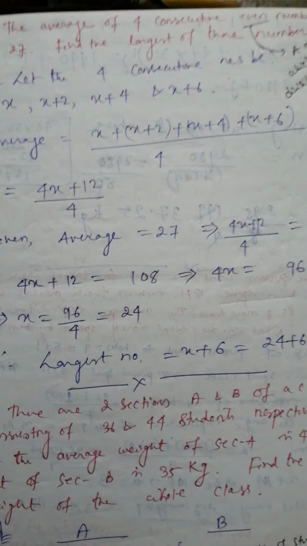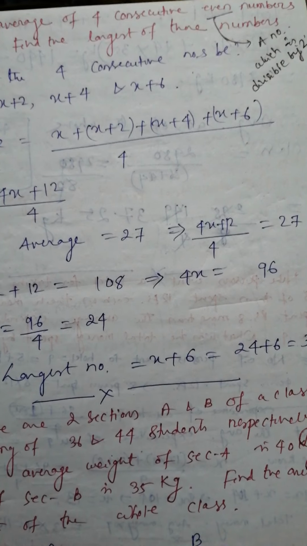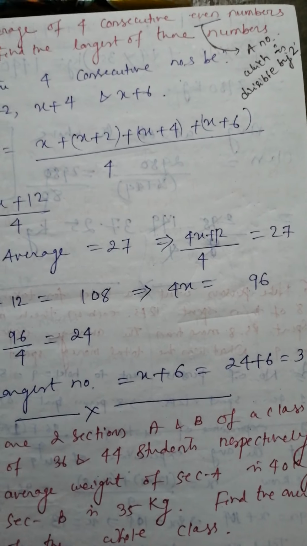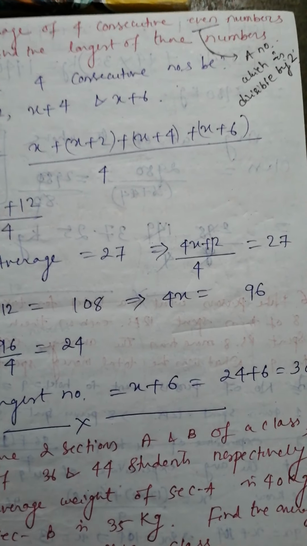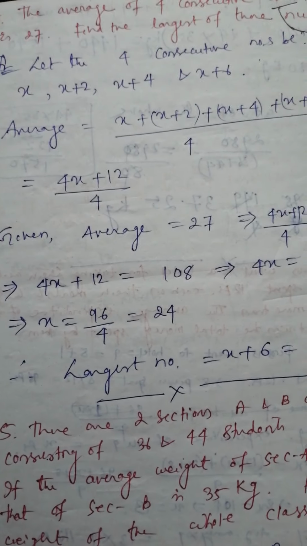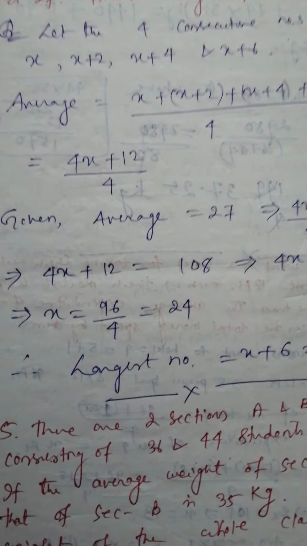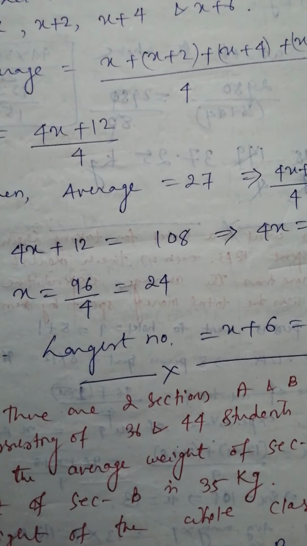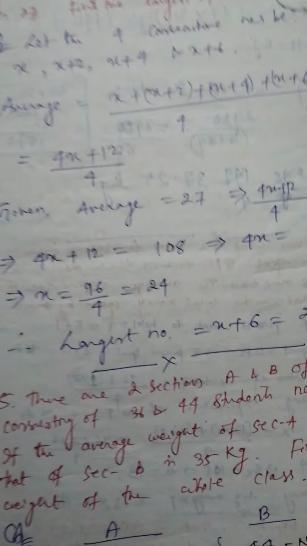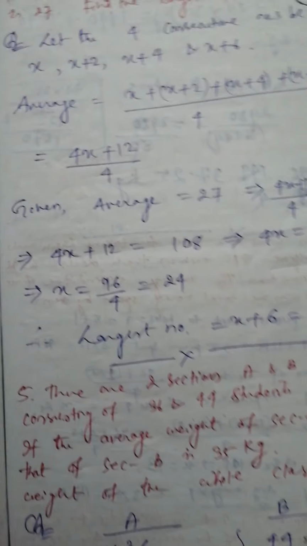Next I will go to question number 4. The average of 4 consecutive even numbers is 27. Find the largest of these numbers. Again, what is an even number? An even number is a number which is divisible by 2. Fine. So let the 4 consecutive numbers be x, and x plus 2 must be an even number. Then x plus 2 plus 2, another even number. So similarly I have written x, x plus 2, x plus 4, x plus 6.